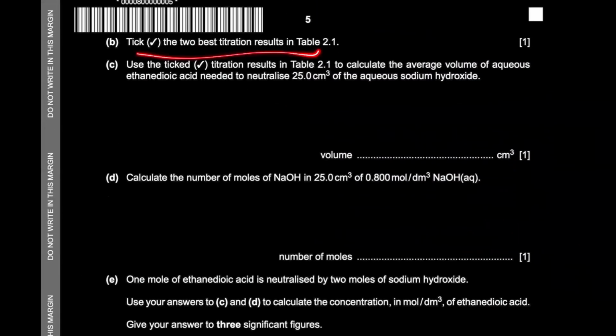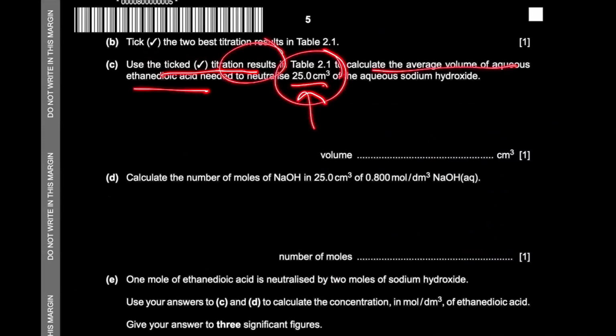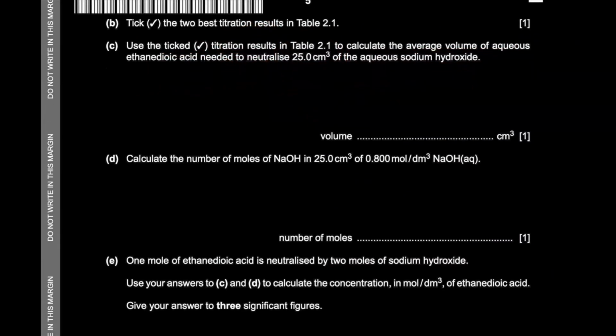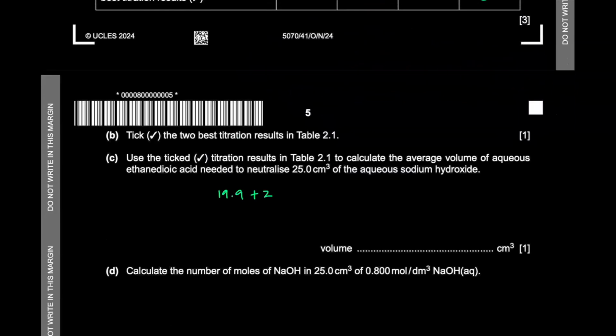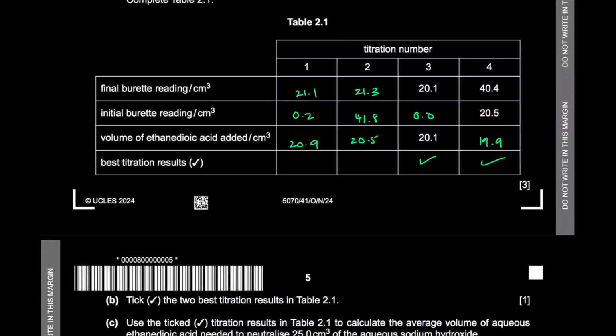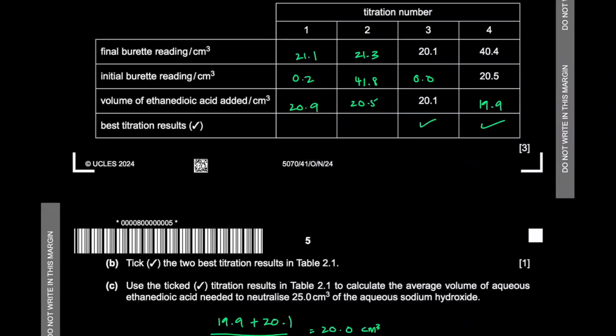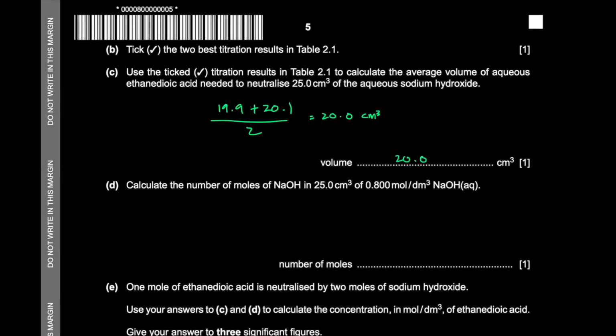So we've ticked the 2 best titration results. Use the ticked titration results to calculate the average volume of ethane dioic acid needed to neutralize 25 cm cube of the aqueous sodium hydroxide. So we're going to take 19.9 plus 20.1 divided by 2. That gives us 20.0 centimeter cube. We just have to find the average: add them together, divide by 2, you get 20.0. Don't say 20, again, give it to one decimal place the way it's given. So 20.0 centimeter cube.